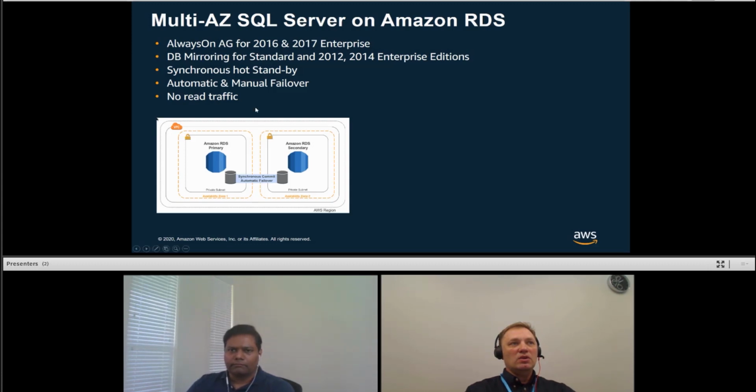And here's the last bullet, a very important one, and it creates a lot of confusion for lots of folks. That second hot standby is for high availability purposes only. It is not possible to send your read traffic against that standby server. So if you do something like ApplicationIntent=ReadOnly on your connection string, you can't do that. This is off limits, exclusively reserved for high availability purposes only. All right.